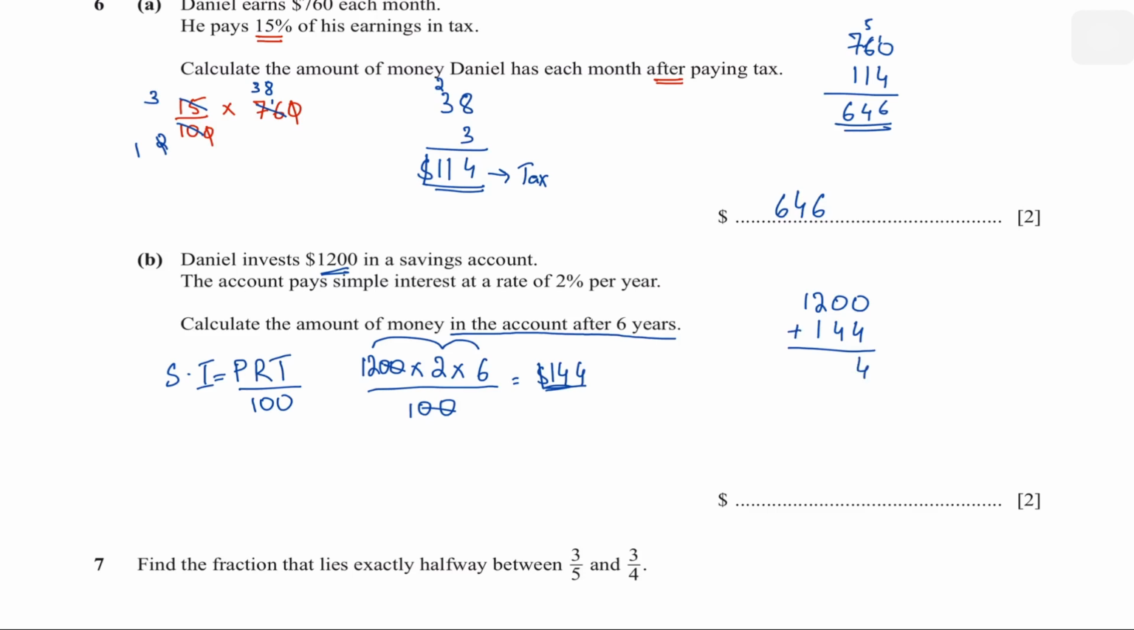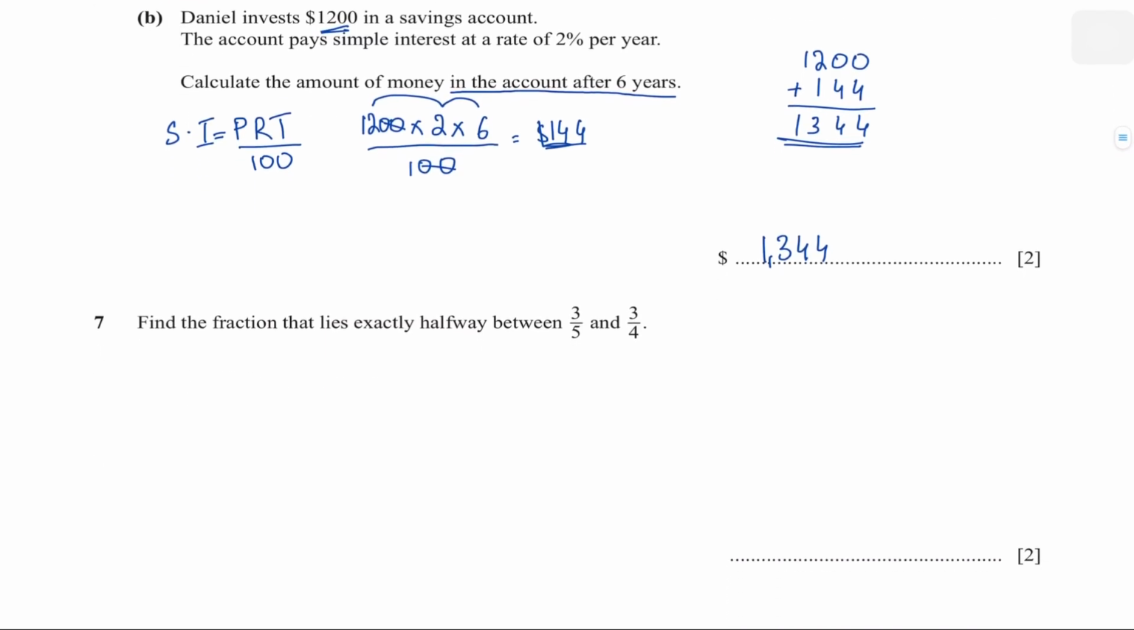So 4 plus 0 is 4, then 4 again, 3, 1. So $1,344 is the total amount in the account after 6 years.